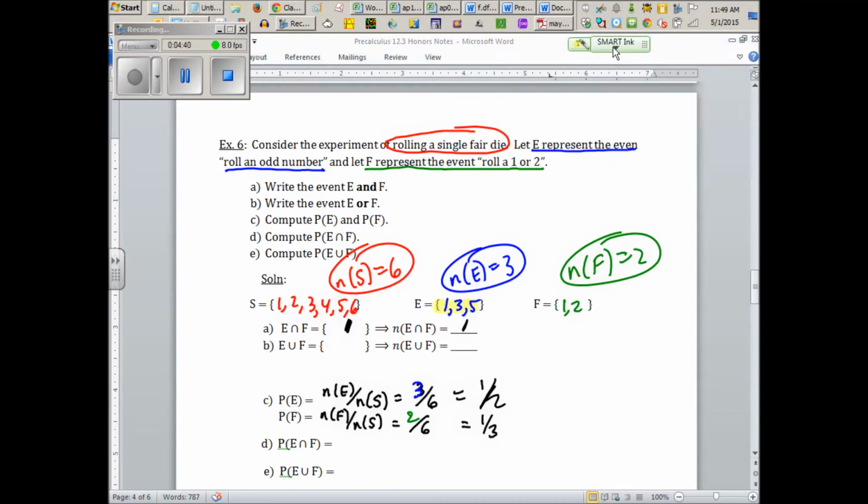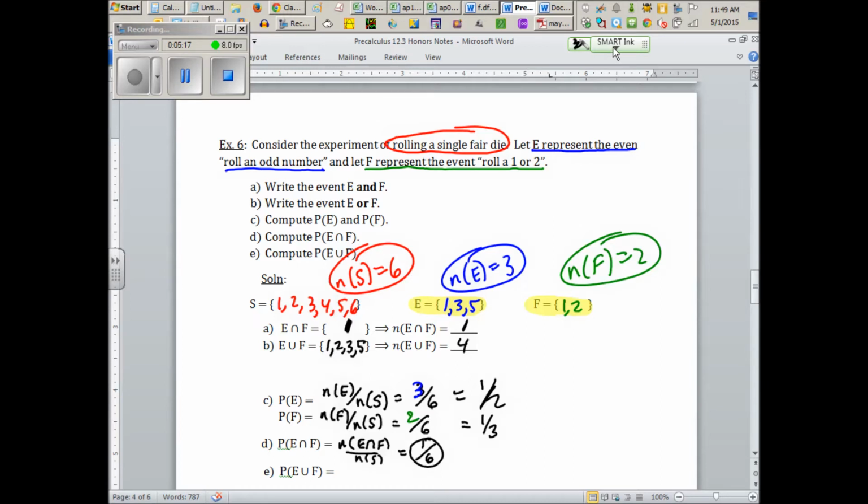Let's look at the union set E and F. What numbers do you get if you combine sets E and F into one long set? A 1, a 2, a 3, and a 5. So how many elements are in the set E union F? 4, right. So now if I want to answer the question, what is the probability that E and F occurs, I can just look at the number of elements in E intersect F over the number of elements in the sample space. You said there was 1. The answer is 1/6.